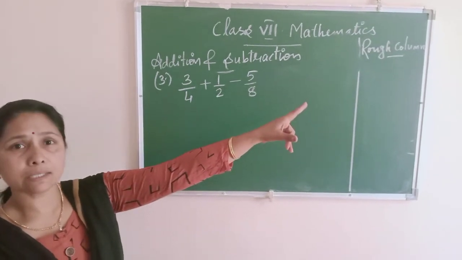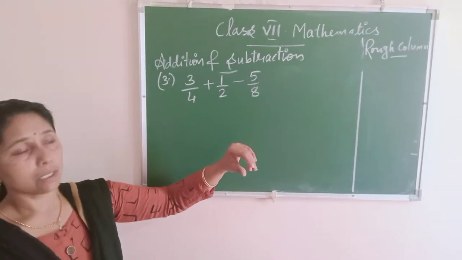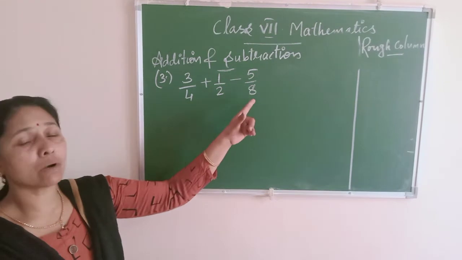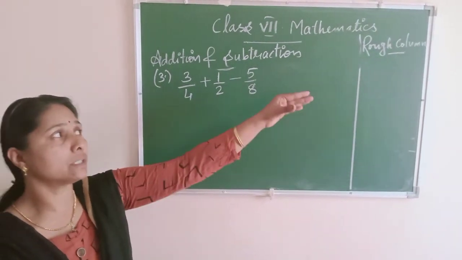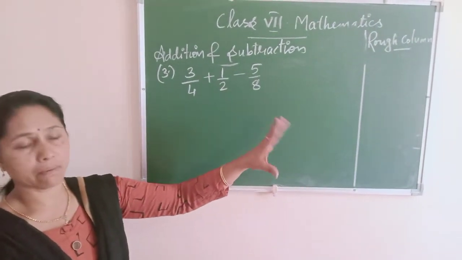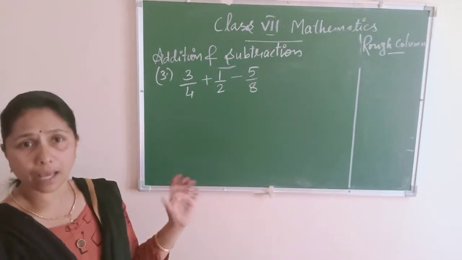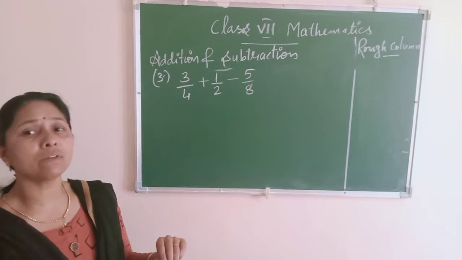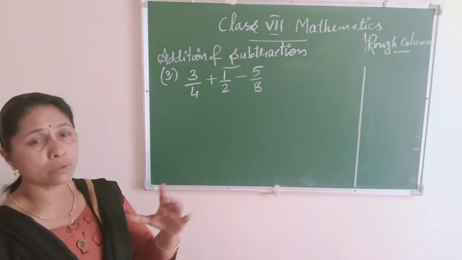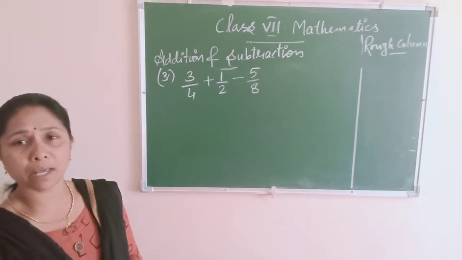Already in the second example I explained how to find the LCM. But here the denominators are small numbers. It is not necessary to show the LCM by the prime factorization method or division method. You can find it directly also. Actually, LCM means the lowest common multiple. If you know the tables very well, you can calculate it in your mind very easily.